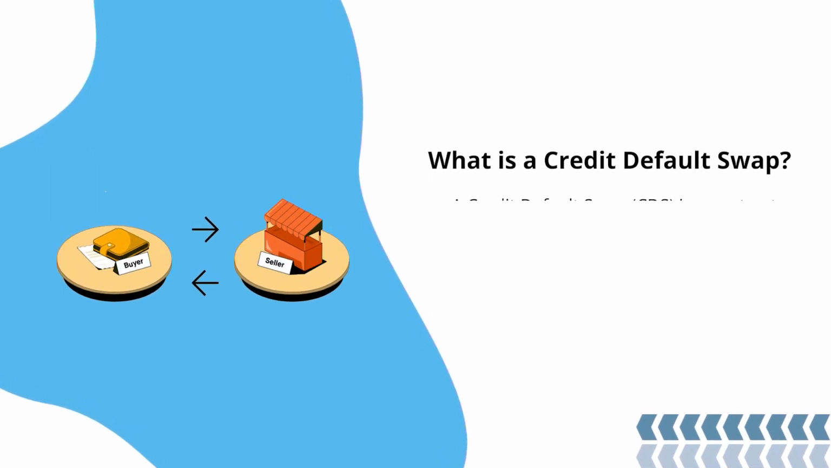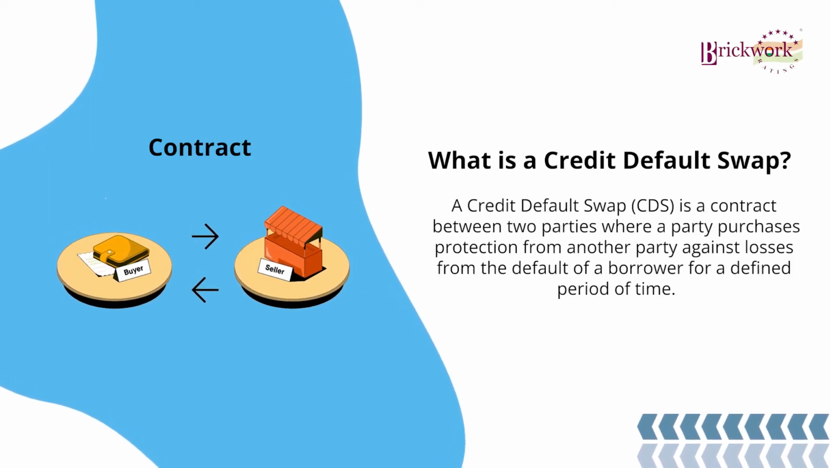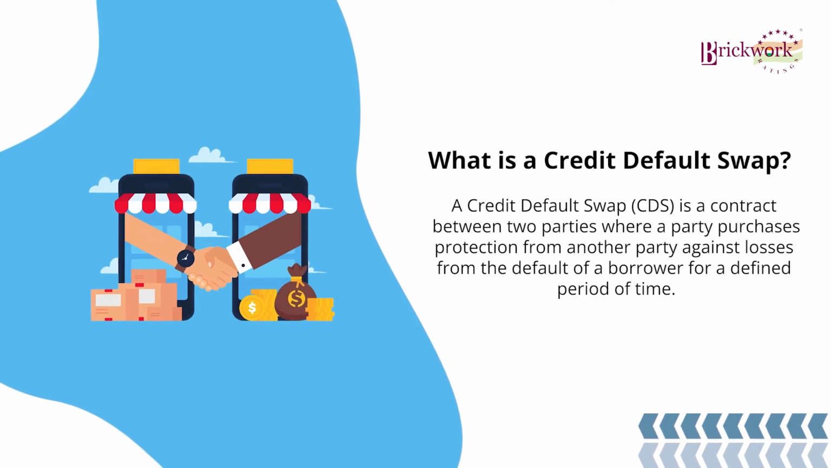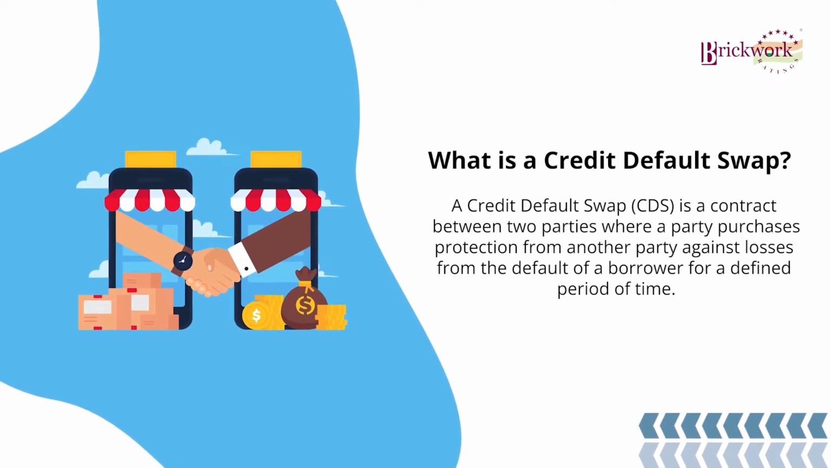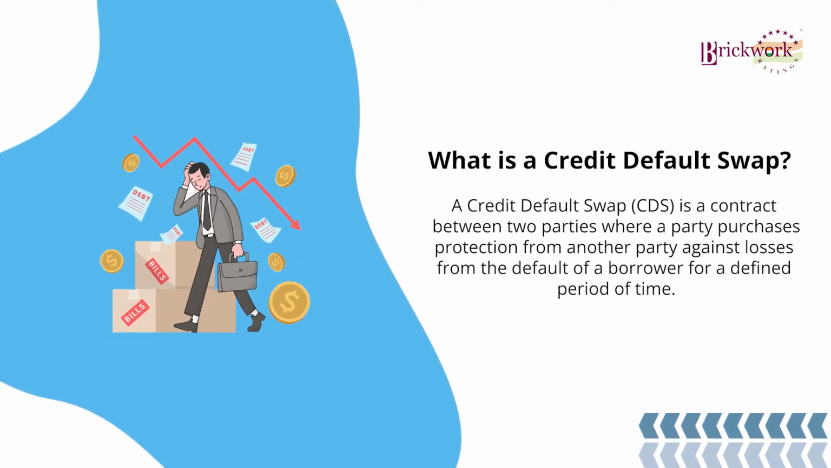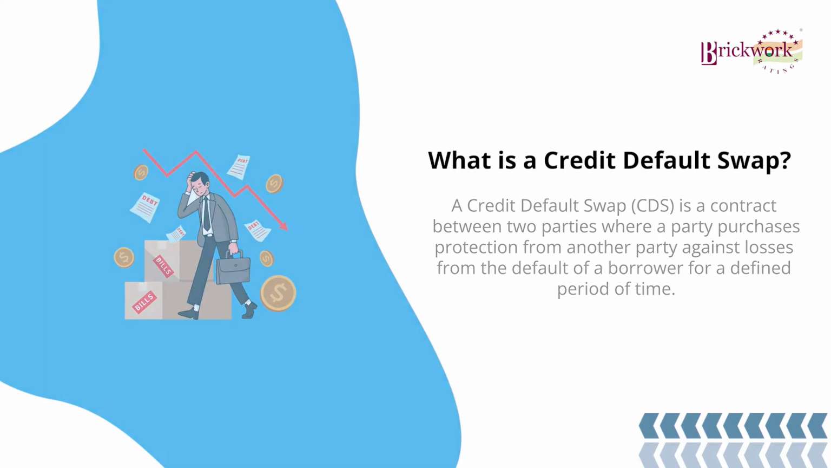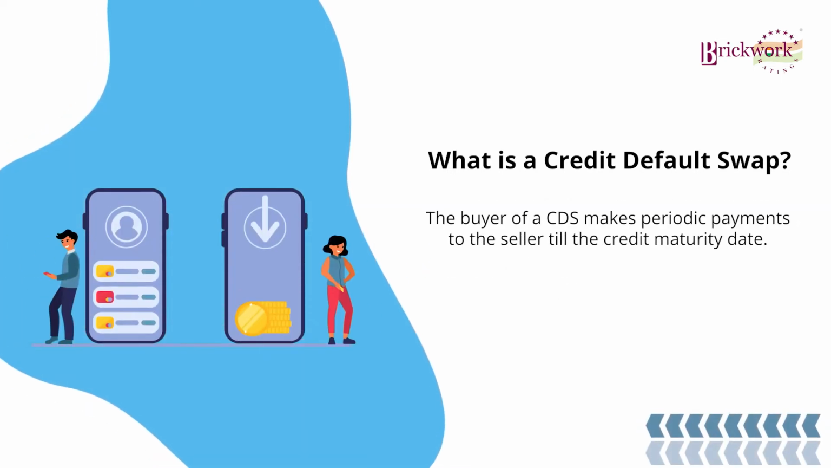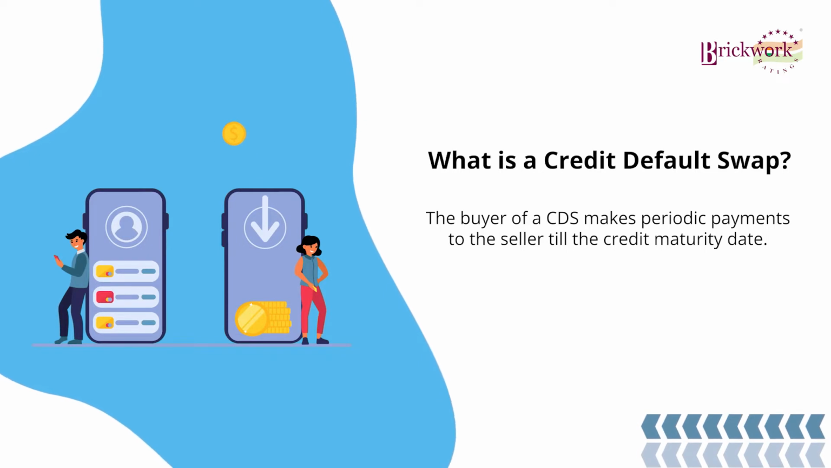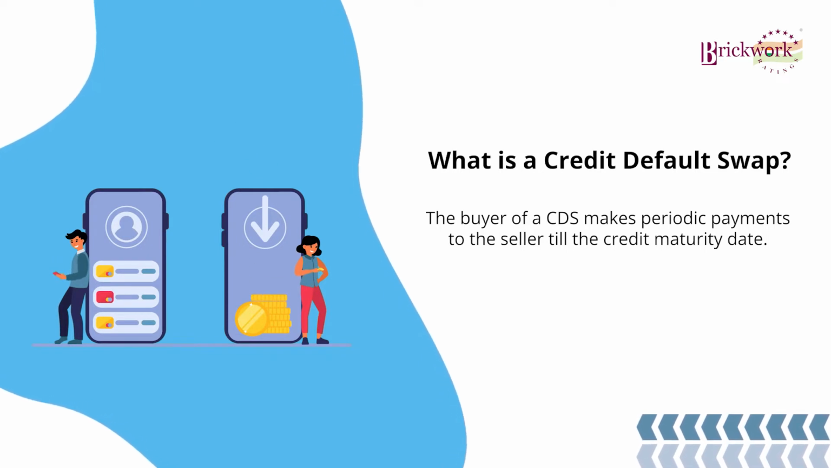A credit default swap is a contract between two parties where a party purchases protection from another party against losses from the default of a borrower for a defined period of time. The buyer of a CDS makes periodic payment to the seller till the credit maturity date.